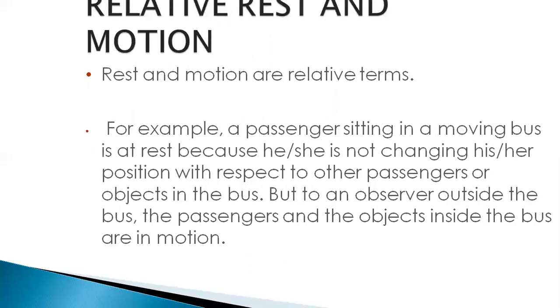Next one is relative rest and motion. These rest and motion are relative terms. How are they relative? When you are sitting in a train and you are traveling, with respect to a person who is sitting beside you, you are at rest. But with respect to a person who is standing on the platform, you are moving. So you can relate rest and motion. Without relating rest and motion, you cannot say whether the object is at rest or in motion.